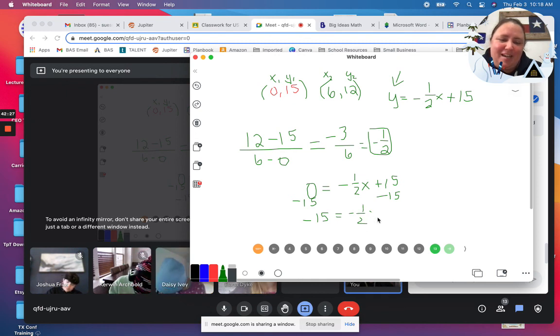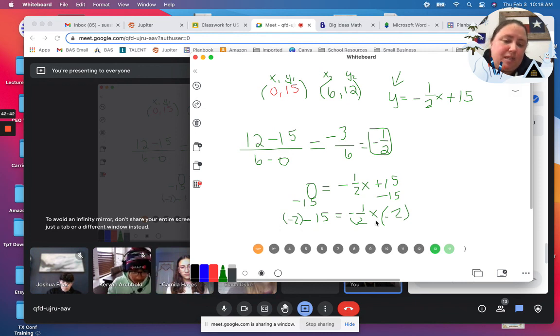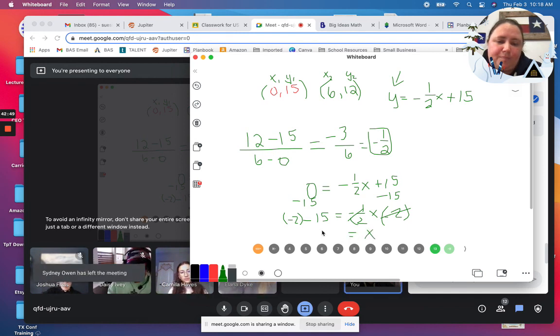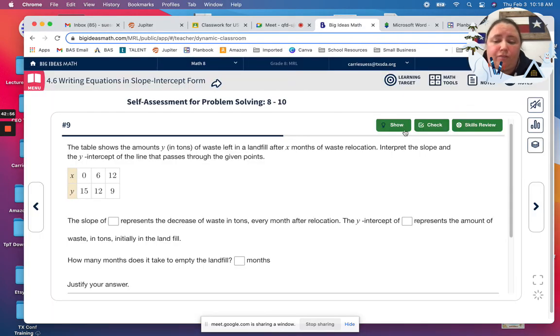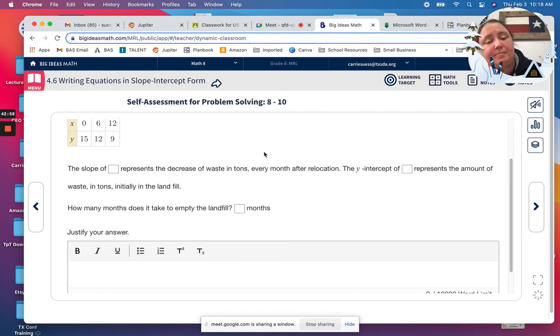All right, so now how do I get the negative 1/2 away from the x? Divide. Dividing with a fraction is flip it and multiply. Excellent. So flip it makes it negative 2 over 1, which is just negative 2. What is negative times a negative? A positive. And what is 15 times 2? 30. Excellent. So it takes 30 months to empty the landfill.